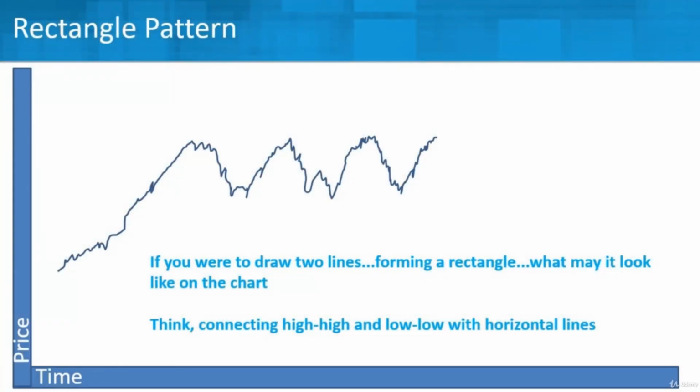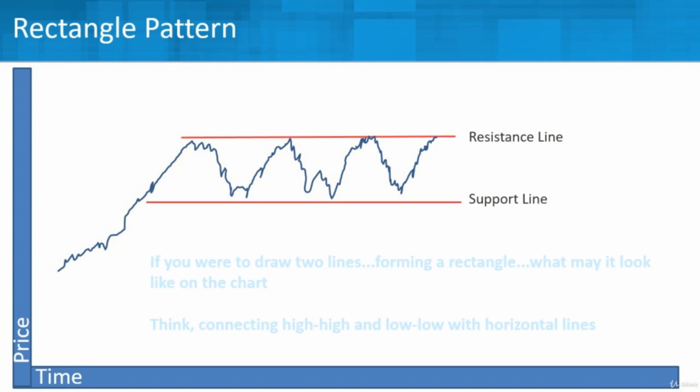So if you look towards the middle of the chart and think about a support line at the bottom and a resistance line at the top, if you were to draw those two lines and form a rectangle, just visually look at this for a moment. What might it look like on your chart? Where would you be drawing it on there? Think connecting the highs to the highs at the top and lows to lows with horizontal lines. So if you saw something like this, well, terrific, you're right. If not, that's okay too. We're learning here. That's the idea.